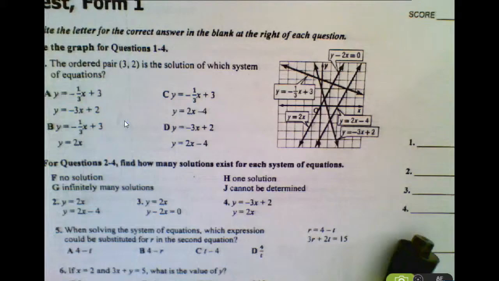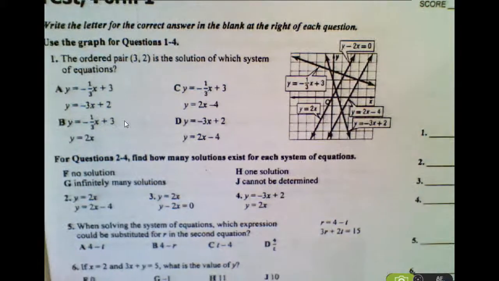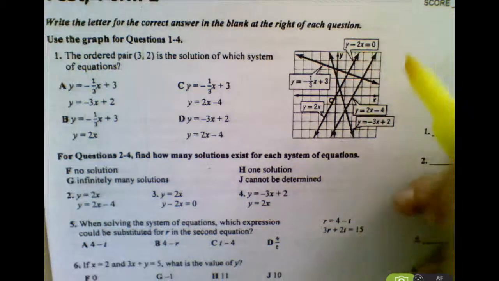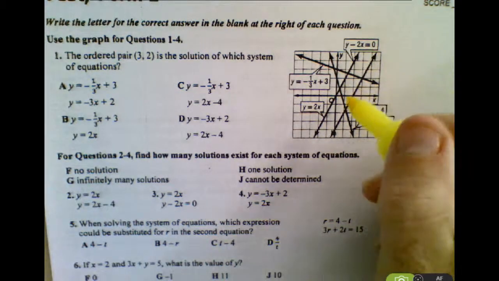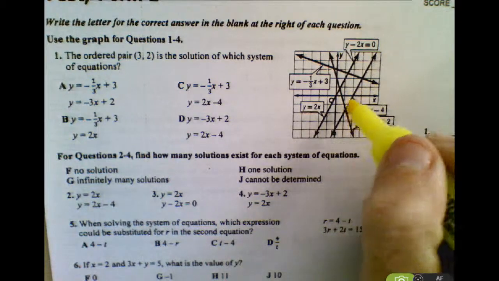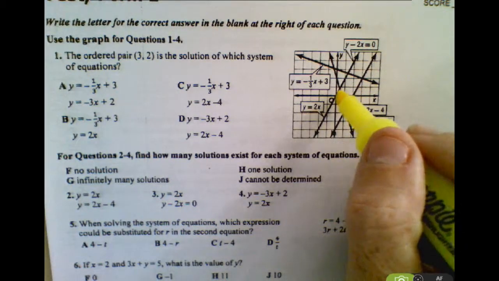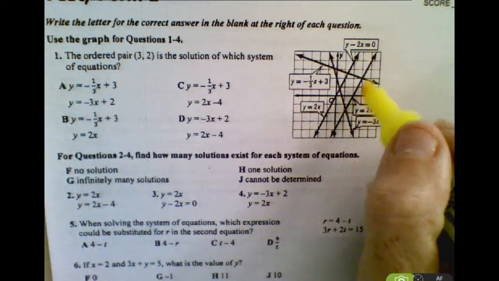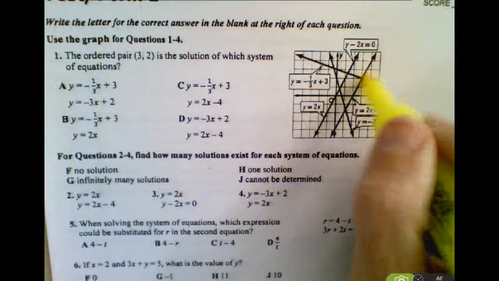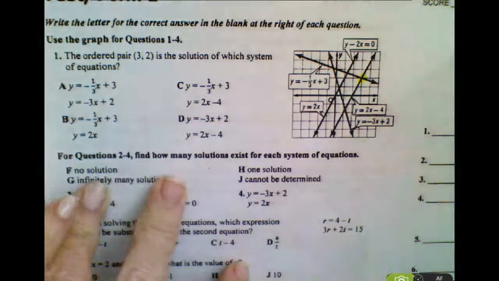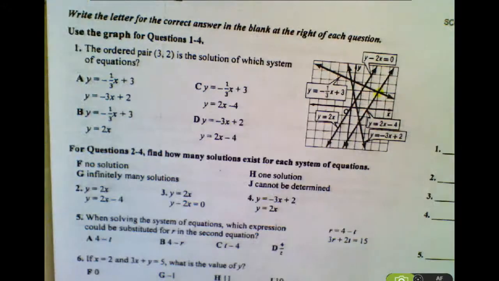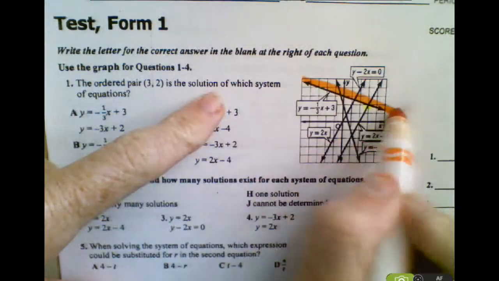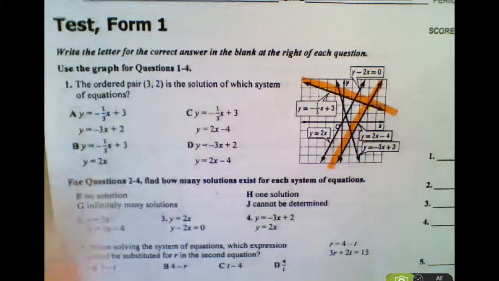Okay, Marquez. Number 1, the ordered pair (3, 2) is a solution of which system of equations? So how do I find the point (3, 2), Marquez? I start from the middle. You go up, you start from 0, and then you go 3 on x, and then 2 on y. Go up 2, right? So that point right there. So all you need to do is figure out what 2 lines that point is sitting on. So it's sitting on that line and that line.